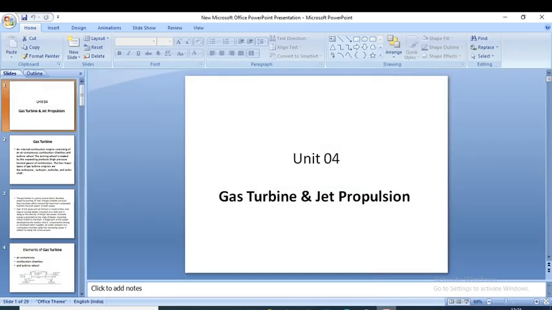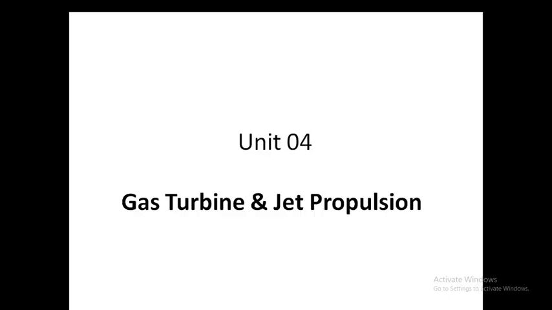Today we are going to start our chapter number 4. The name of this chapter is Gas Turbine and Jet Propulsion. Here we are going to study two parts of this chapter. The first part is the gas turbine. Here in the gas turbine we use gas to run the turbine, that's why we name it a gas turbine. The gas turbine has three components, and we are going to study its working, components and structure in today's section.